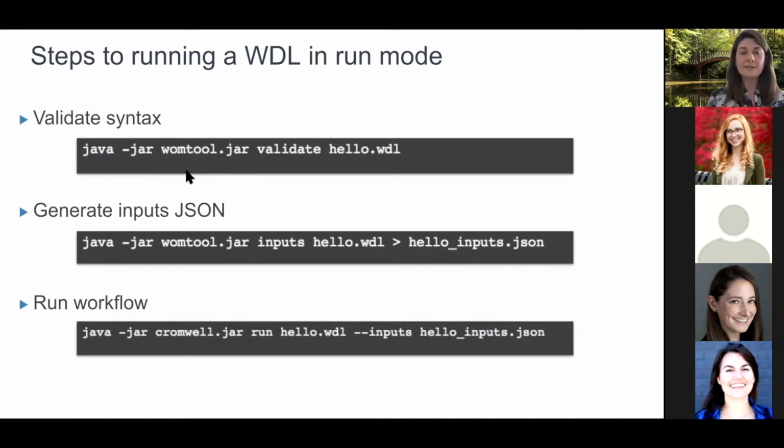Once you validate your syntax, you will want to generate an input JSON. So that is a configuration file that takes your input variables and you can assign those input variables to some attribute. WOM tool, in addition to validating syntax, can be used to generate this configuration file for you. And so here you see that we're making an inputs file called hello inputs JSON.